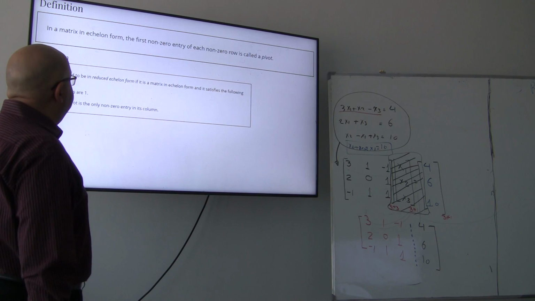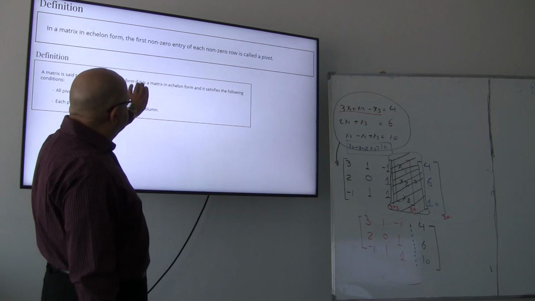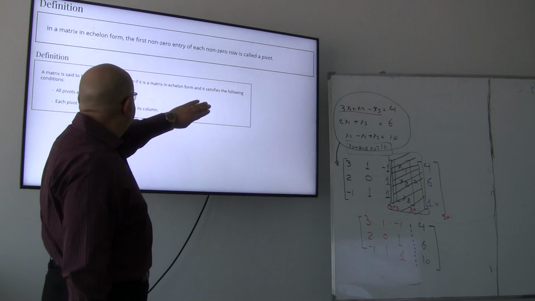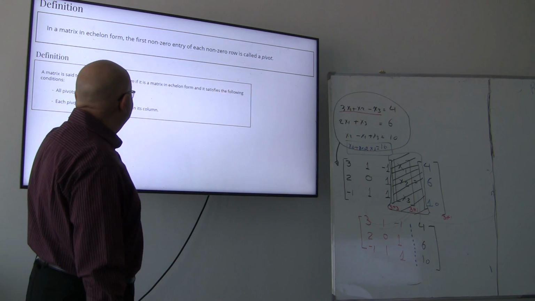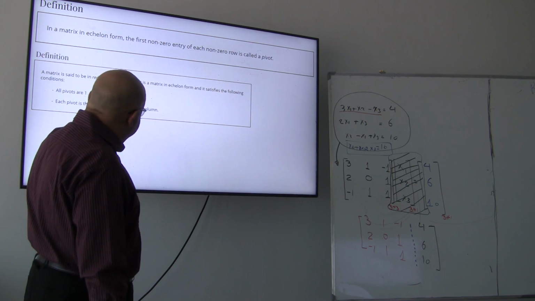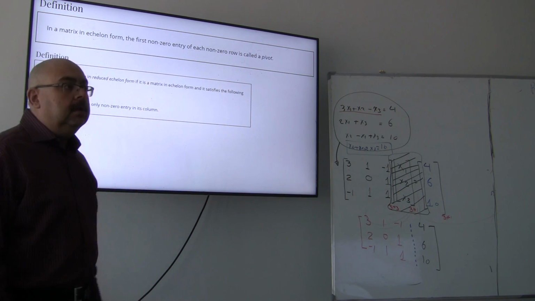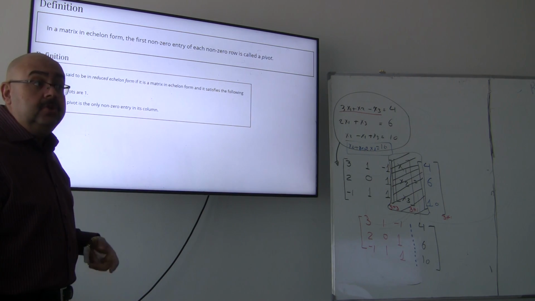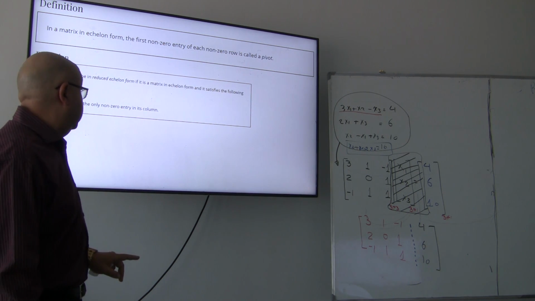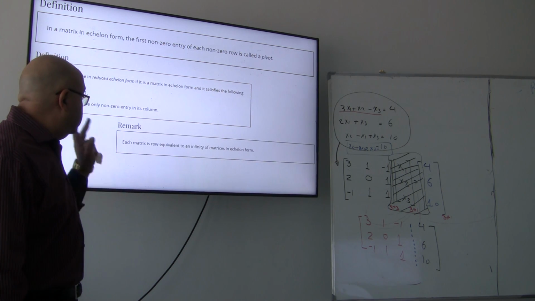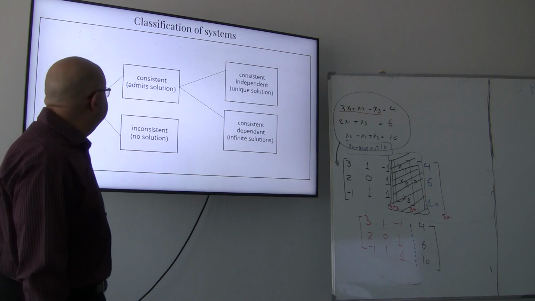A matrix is in reduced echelon form if it is a matrix in echelon form and it satisfies the following: all pivots are 1, and each pivot is the only non-zero entry in its column. This is called the Gauss-Jordan method, and we will be very good at it, inshallah. Each one is equivalent because we are done with all of this.